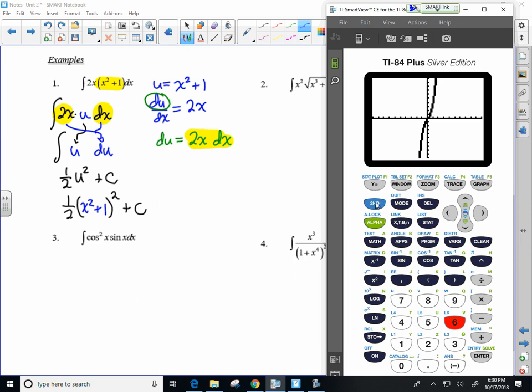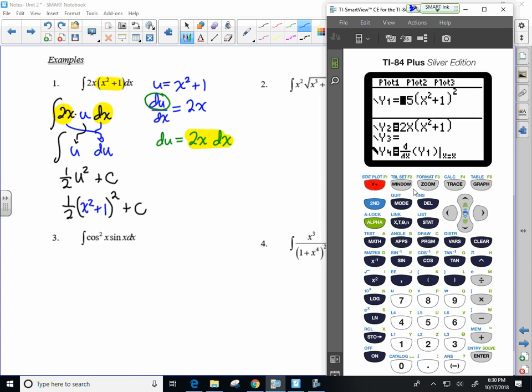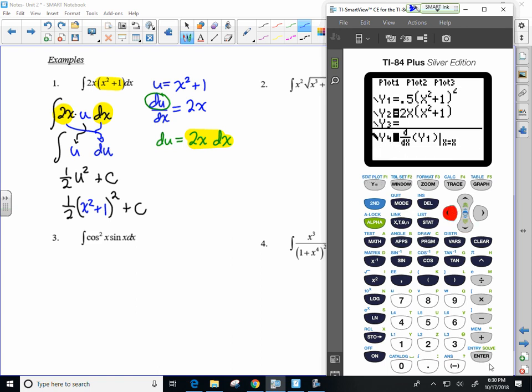All right, if you don't like that, go into your table. Now, for wherever this function exists, and it exists in a lot of places because it's polynomial, our y2 and y4 have the exact same values. Right? So that's telling us that they're the same curve. So that's good news. It means I did it right. Now, when you're not using y4, go down, hit enter on the equal sign and turn it off, because if you have y4 on, but you don't have anything in y1, there's a logic issue. The calculator will spit out an error message. So you don't want that. All right.